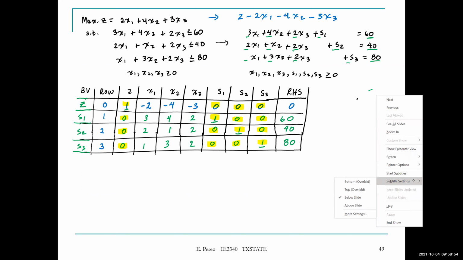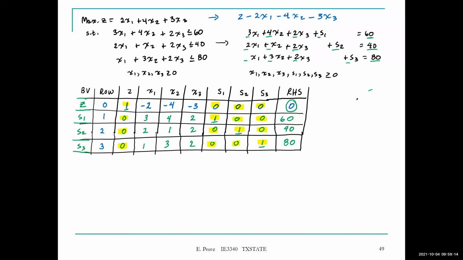So -4 is telling me if you were to include x2 as part of your basics, and you increase this value to something greater than 0, your solution is going to improve. It's going to be higher than 0, because right now, this is the objective function value right here. What we are saying is if you make x1, x2, x3 equal to 0, your objective function is going to be 0. And that's your solution. So you're basically saying, let's do nothing. We do nothing, we earn nothing.